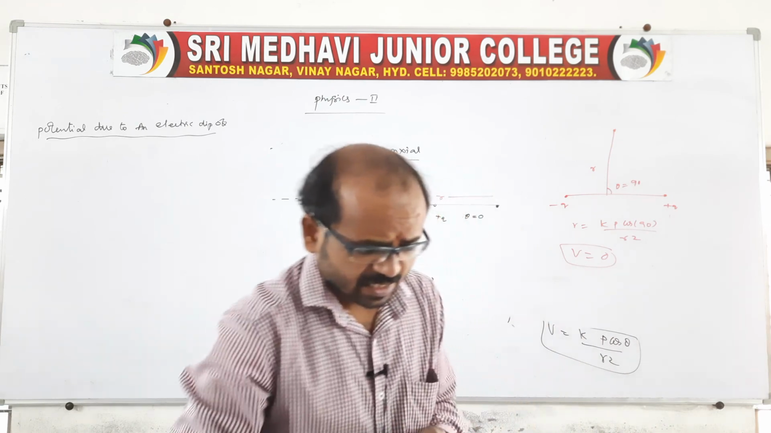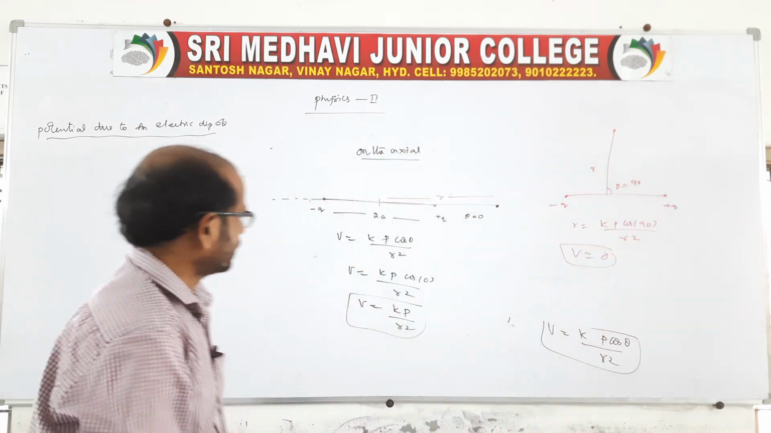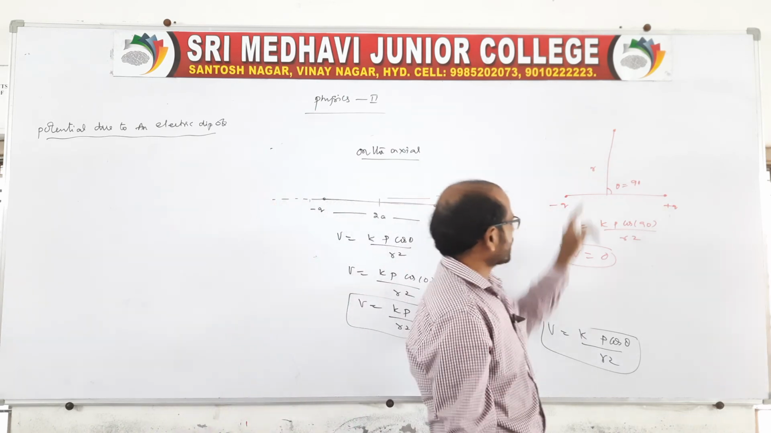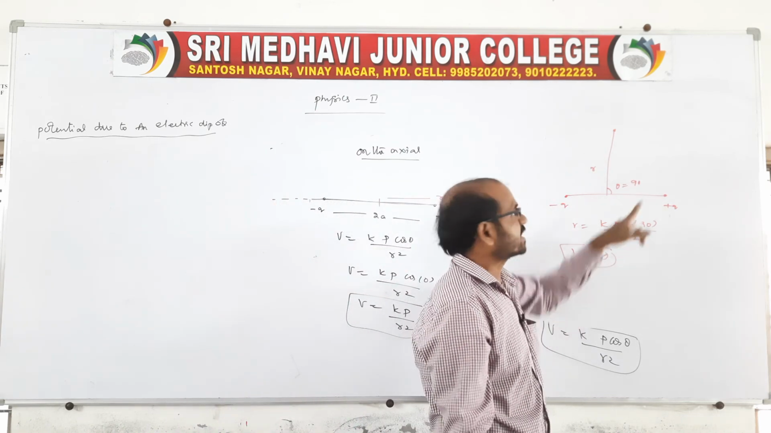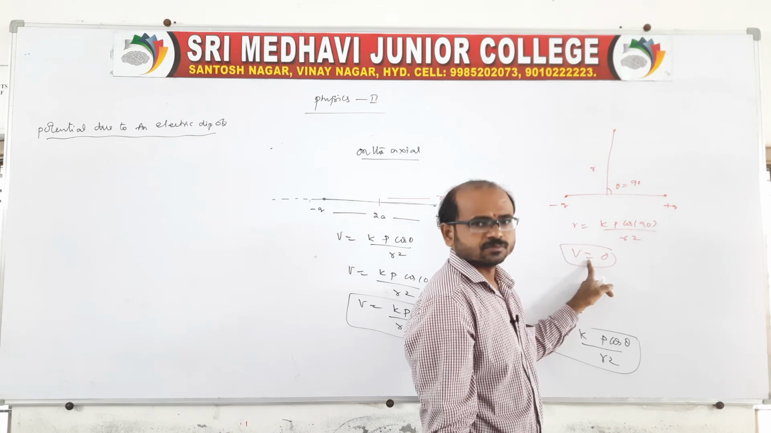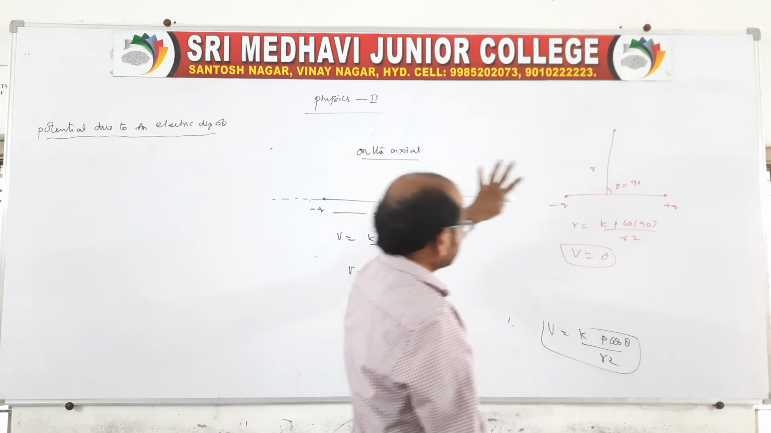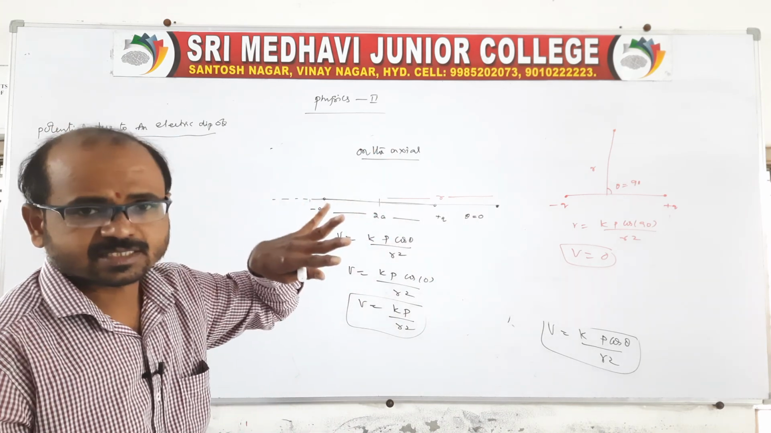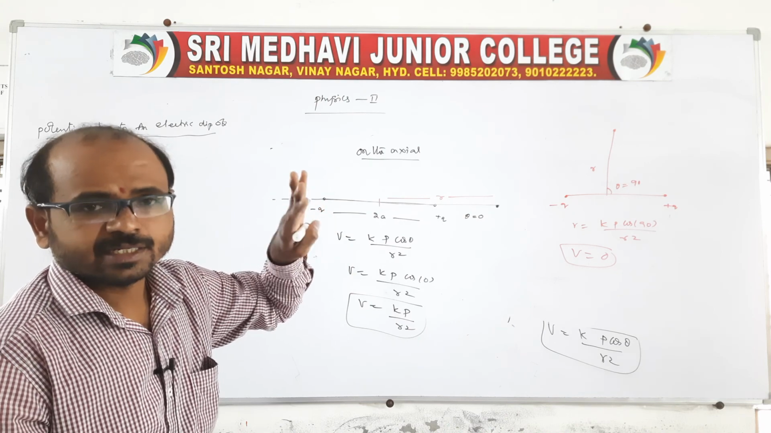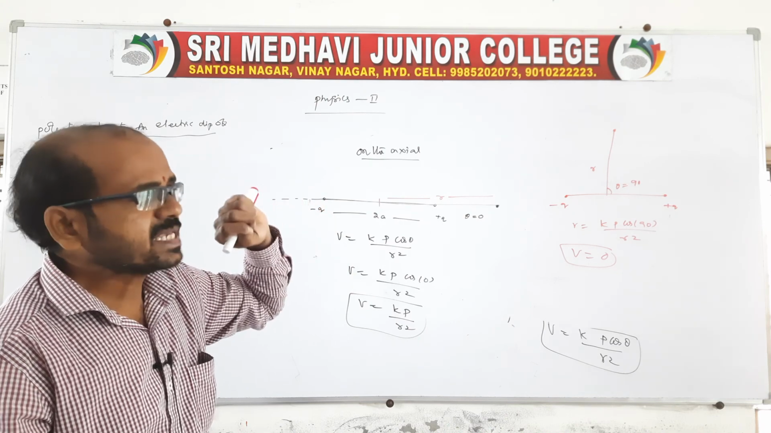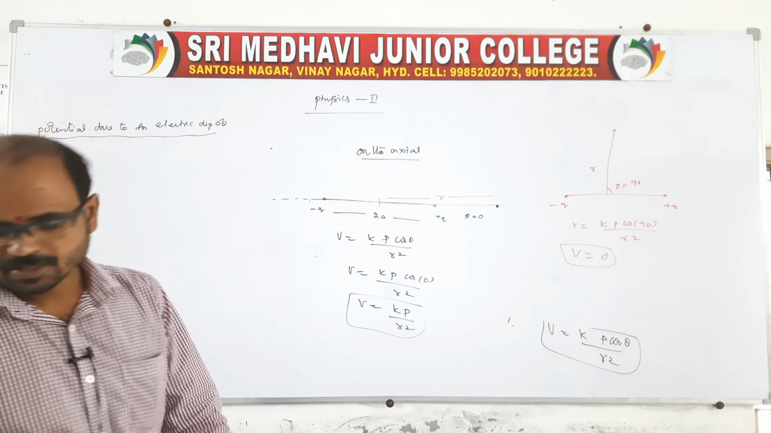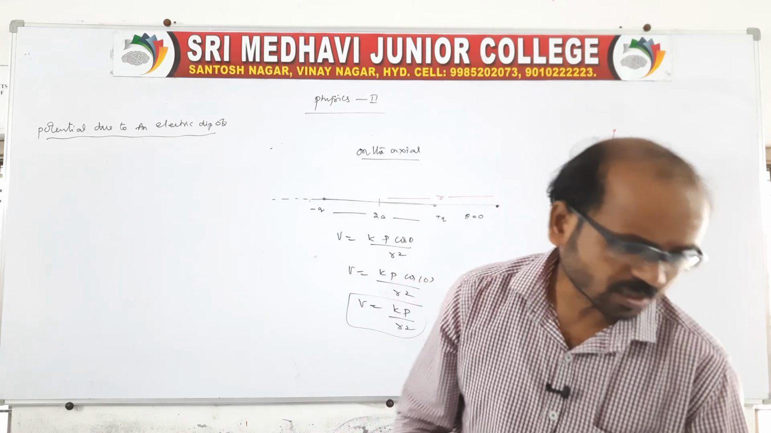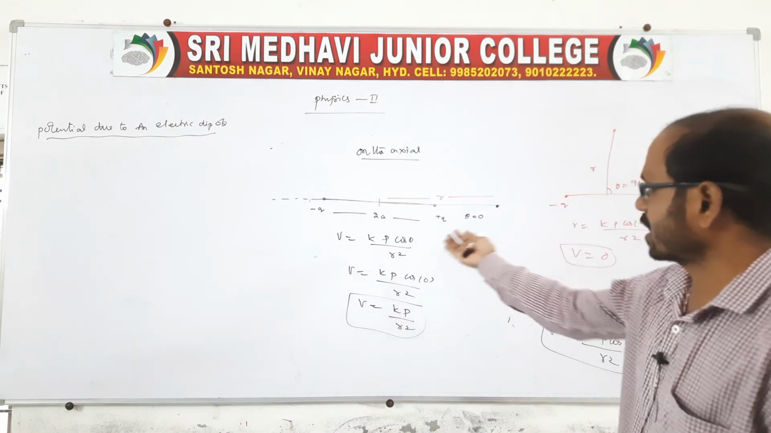See, on the axial line, the dipole electric potential will be Kp by r square. On the equatorial line what happens? It is 0. Is it okay now? So like this, on the axial line as well as on the equatorial line, the formulas will be like this. Due to a dipole, electric potential will be Kp cos theta by r square, which is the relation at any point. Now on the axial line we know, on the equatorial line we know.